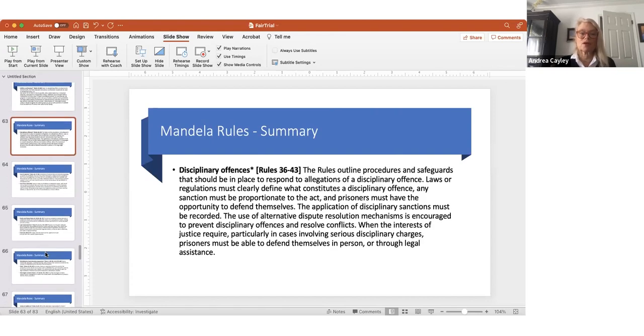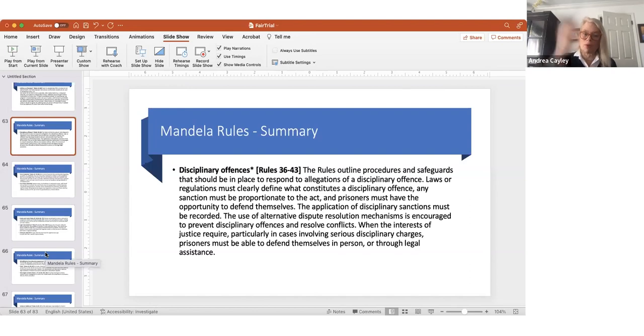Disciplinary offenses. The rules outline procedures and safeguards that should be in place to respond to allegations of disciplinary offense. Laws or regulations must clearly define what is a disciplinary offense in prison. Any sanction has to be proportionate to the act. The application of disciplinary sanctions must be recorded.